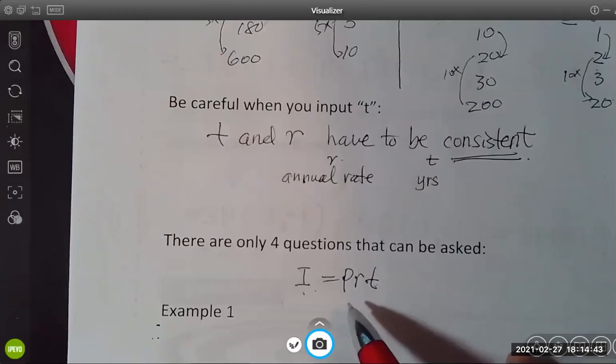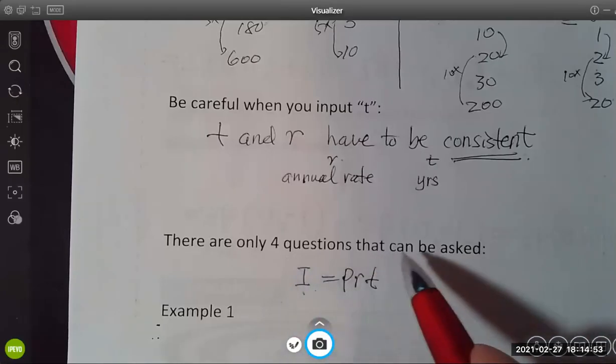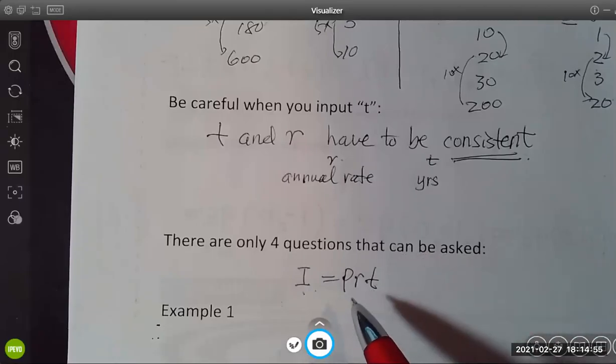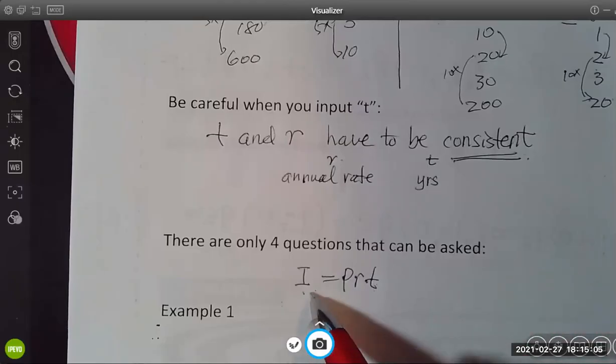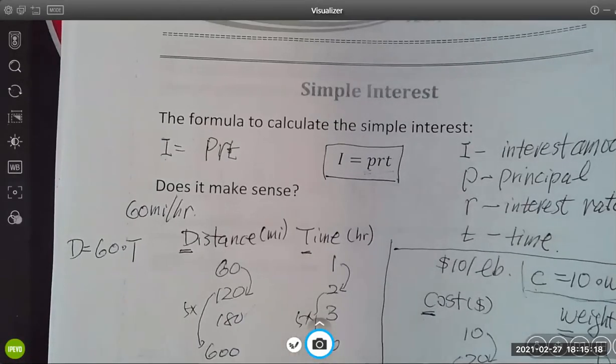For a single equation to be solvable, you can only have one unknown variable in it. So as a result, in any simple interest question, they can only ask for one of these 4 variables and give you the other 3. So we can also say there are only 4 questions they can ask, because you only have 4 different variables. In each question, they have to give you the other 3 values. So that's a general scenario. Let's look at our first example.